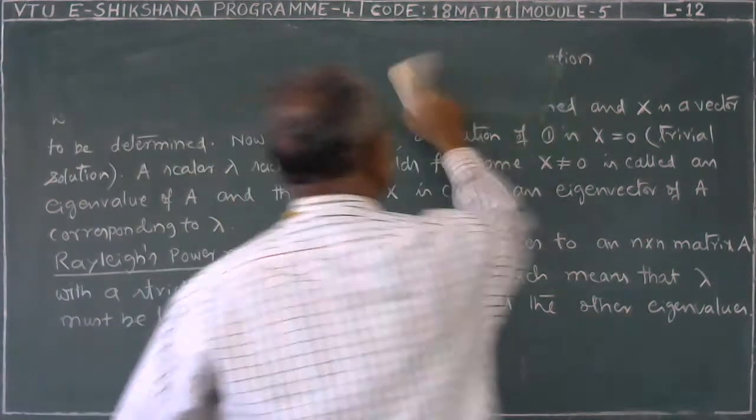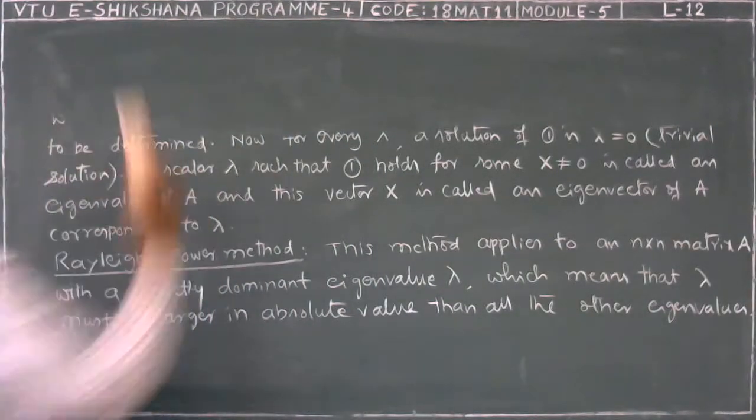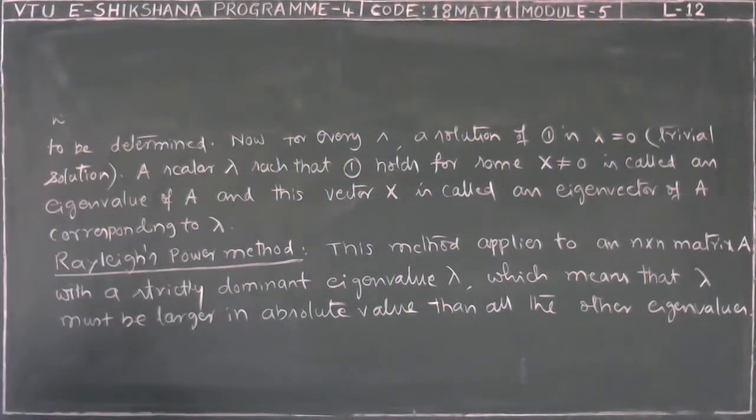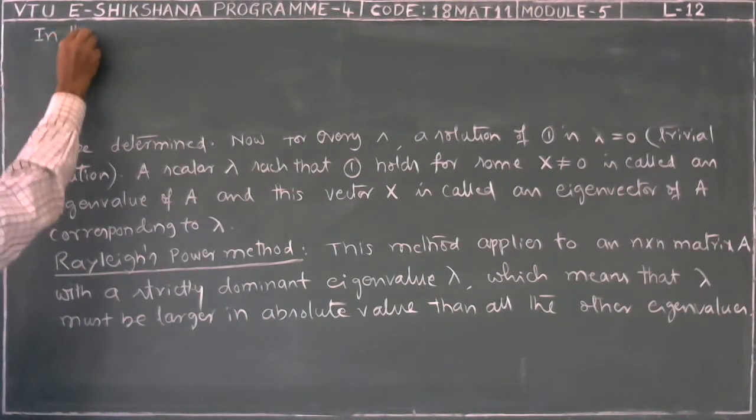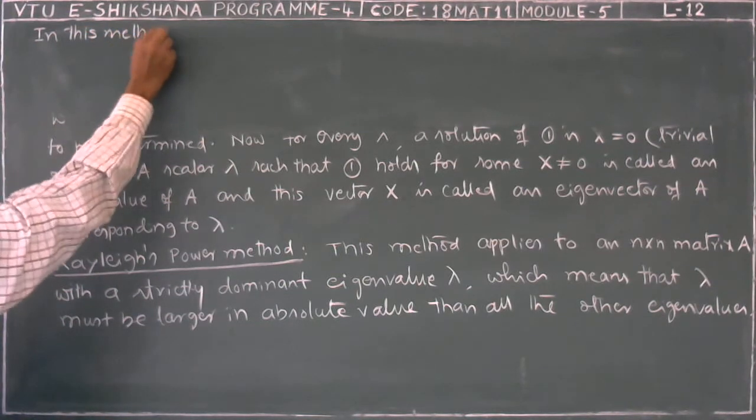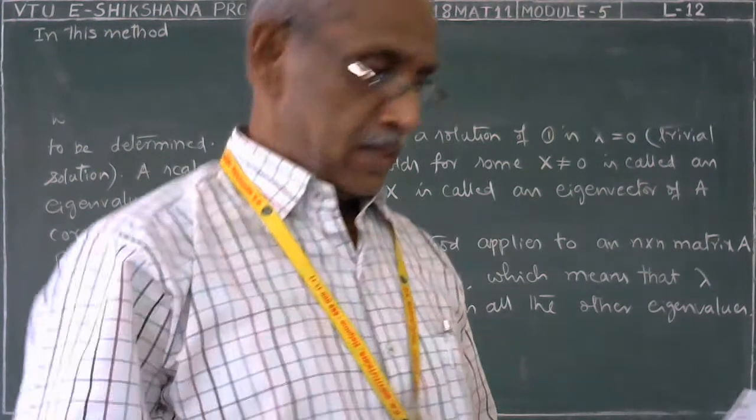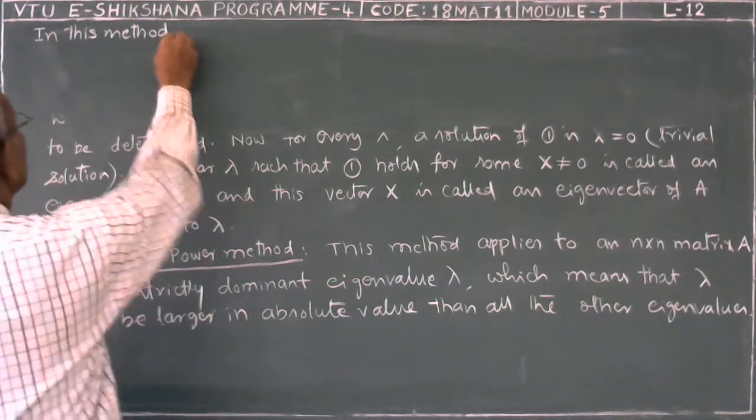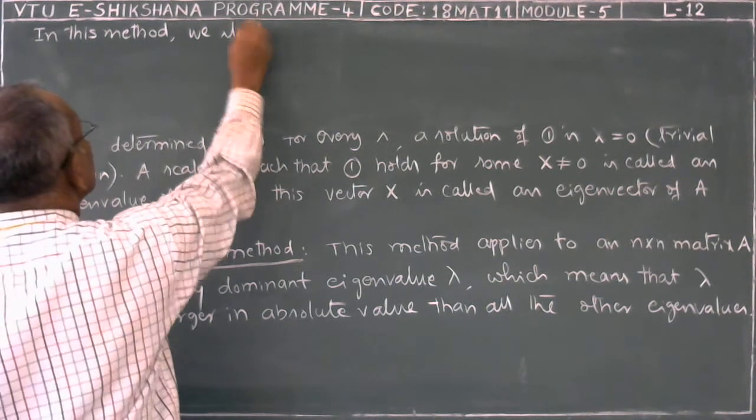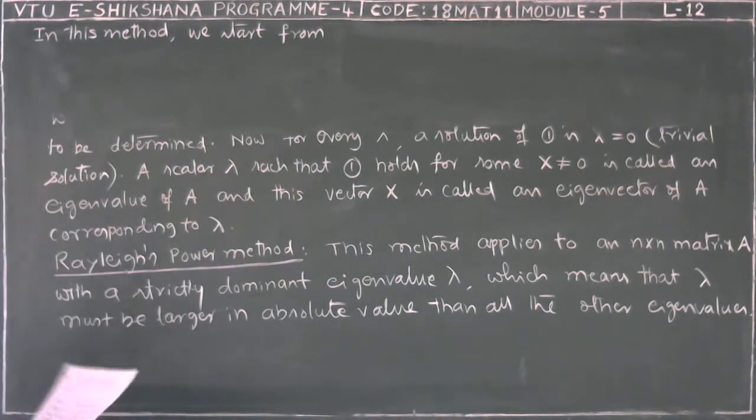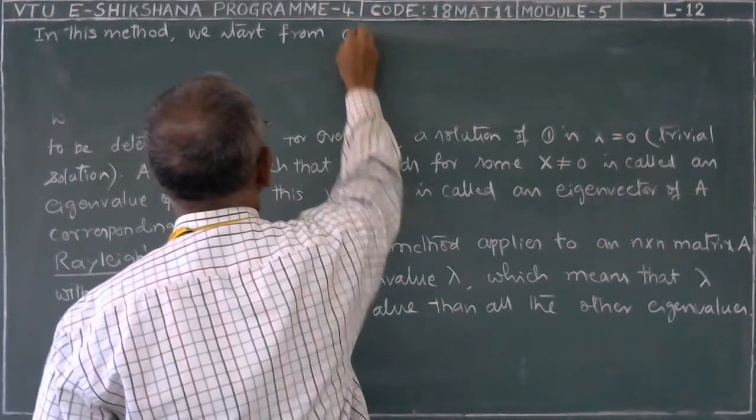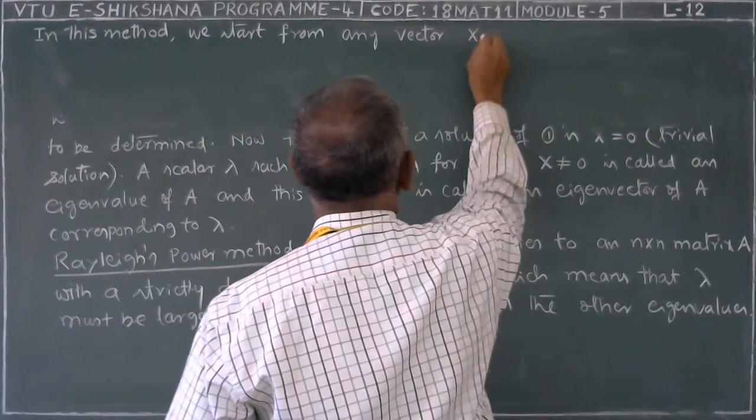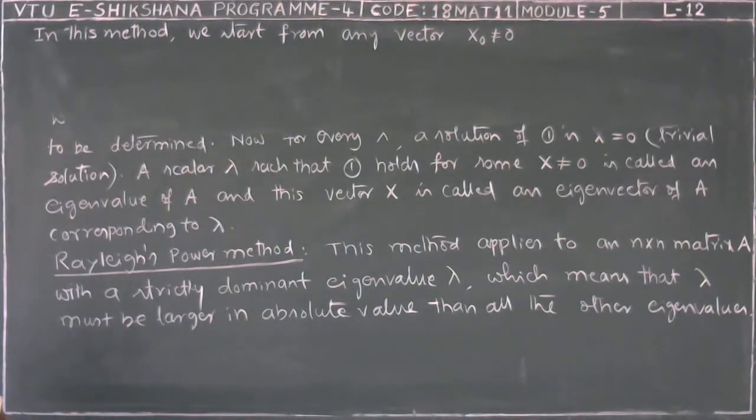So let me explain the working method of applying Rayleigh's power method to find the largest eigenvalue of a matrix. This is an iteration method of finding the dominant or largest eigenvalue of a matrix. In this method, we start from any non-zero vector, let us say x0 not equal to 0. This is the initial eigenvector.